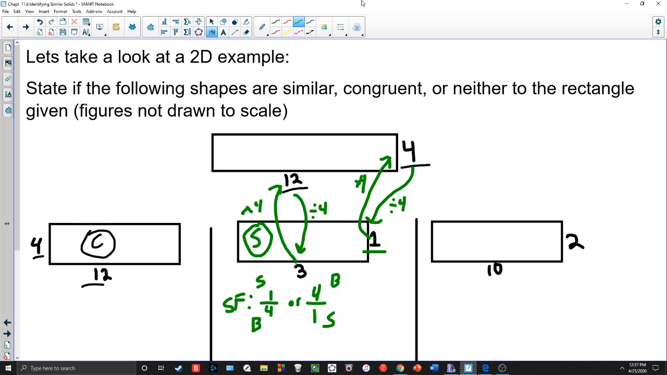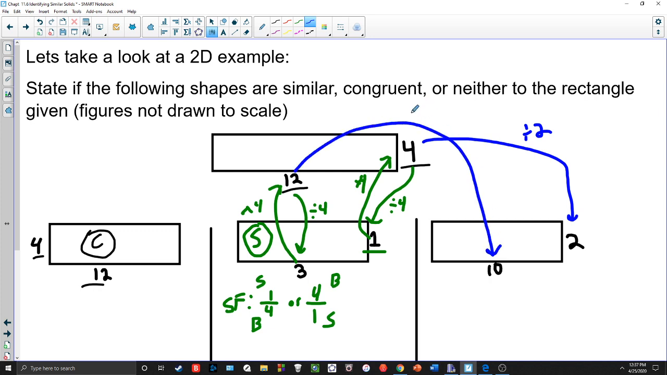What about this shape over here? How do I get from 4 to 2? Well, I can divide by 2, and that gets me from 4 to 2, which means that if this shape is similar, 12 to 10 should also be dividing by 2. But it's not. 12 divided by 2 is 6, not 10. So this is my neither shape. This is neither similar nor congruent. It's smaller, but it's not small in the same proportions as it needs to be in order to be similar.